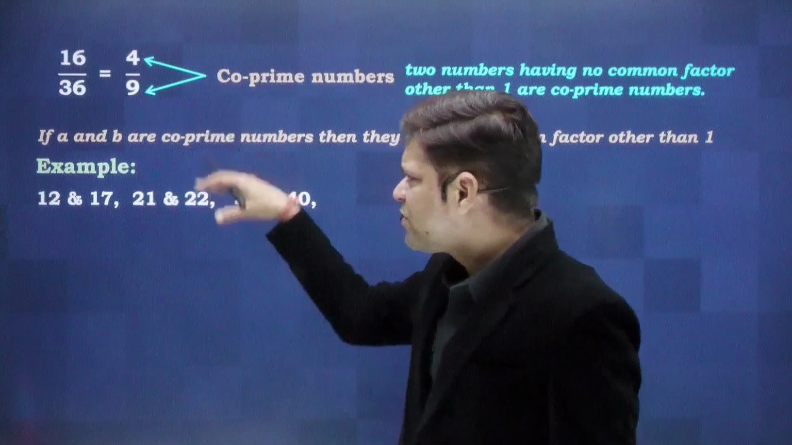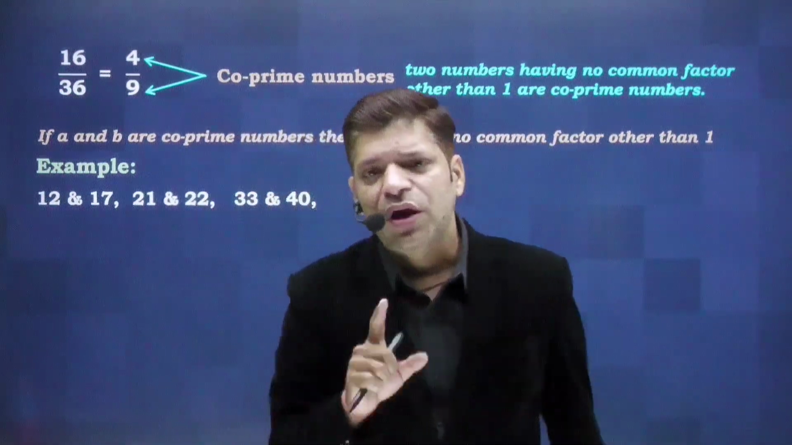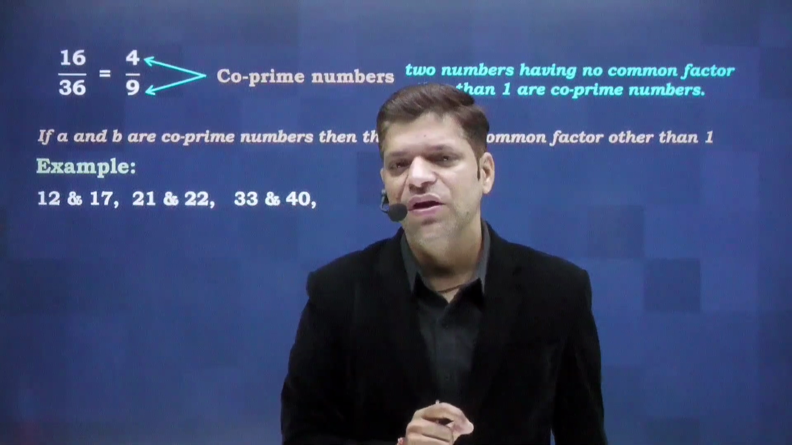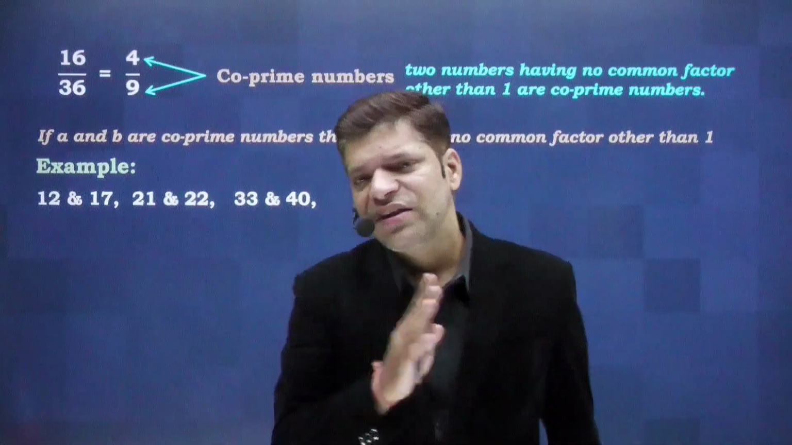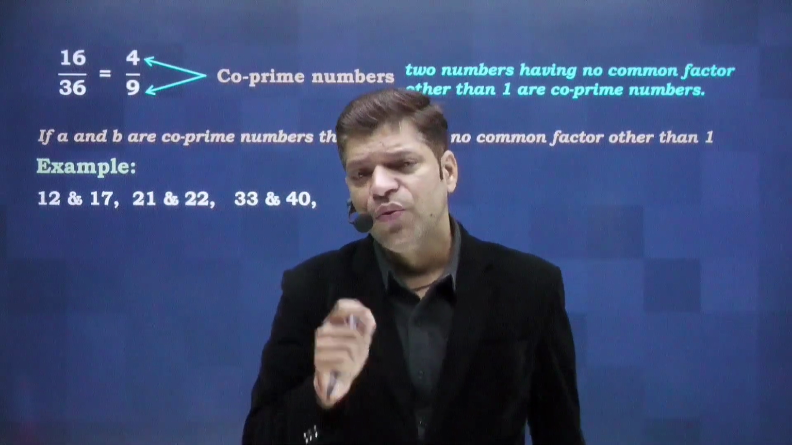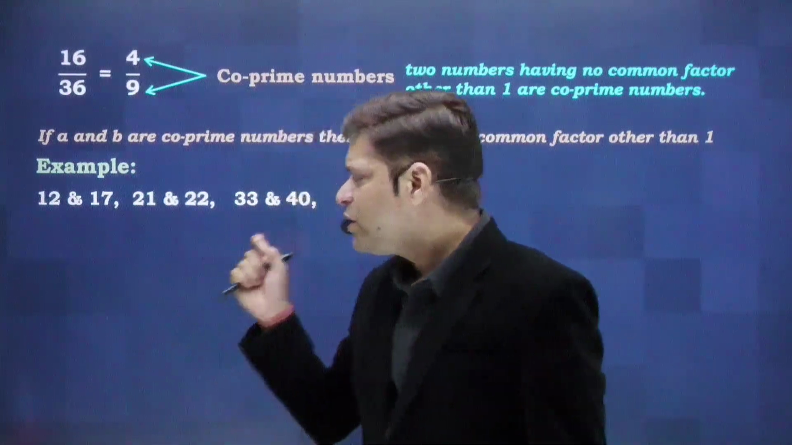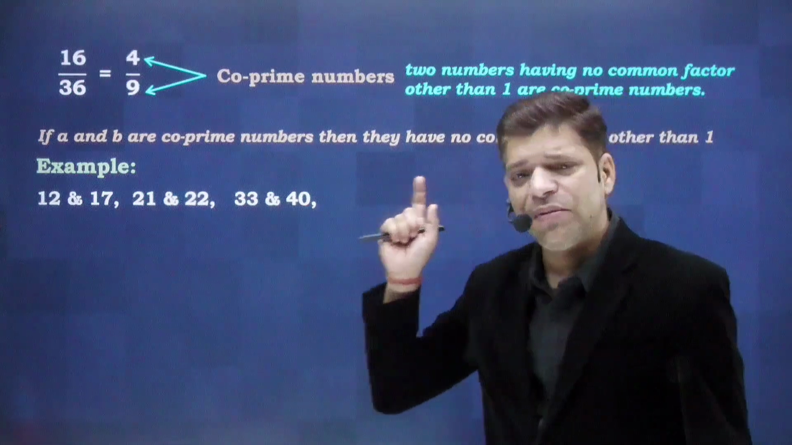Firstly, we understand co-prime numbers. Now our today's topic is revisiting irrational numbers. It means you already studied irrational numbers in class 9th, but now we look at a special theorem based on irrational numbers, which is also related to co-prime numbers. Let's see.